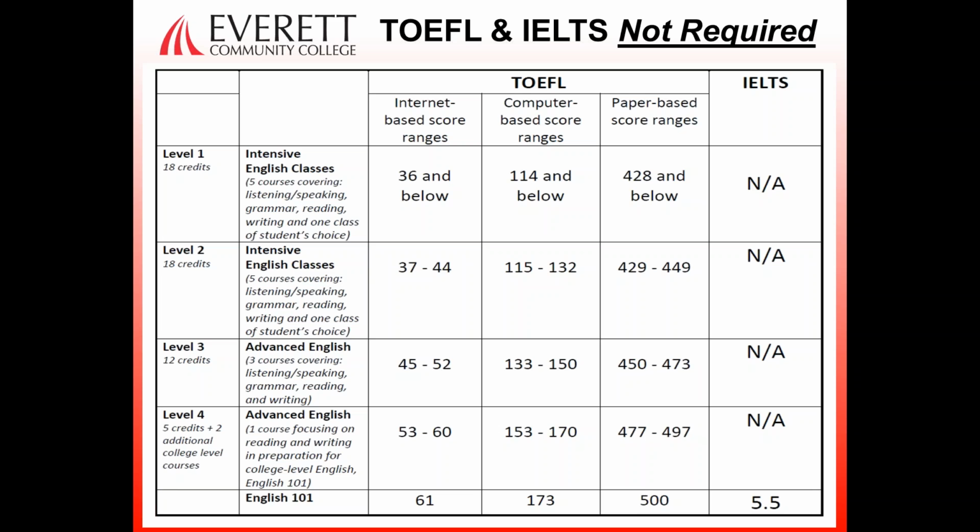This is just a quick chart that breaks down if you do send TOEFL or IELTS, where they would be placed. For placement into college level courses, for the IBT, we do ask for a 61. The computer-based 173 and a paper-based would be 500. For IELTS, we only accept a 5.5 for college level English. We don't accept any other score. And this is available on our website as well if you'd like to reference it. I'm also happy to email it to anybody that would like it.